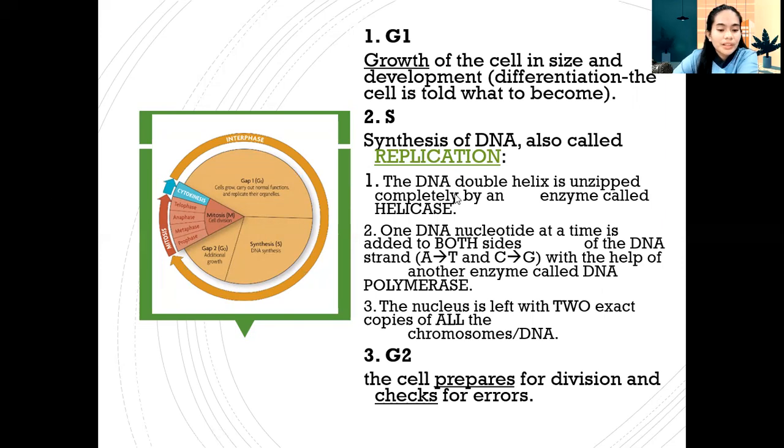If we look at it, the DNA double helix is unzipped completely by an enzyme called helicase. When we say -ase, that's an enzyme. The function of this enzyme is to unzip or decode the DNA. One DNA nucleotide at a time is added to both sides of the DNA strand. So A has T as its partner, and C has G as its partner. What do A, T, C, G stand for?